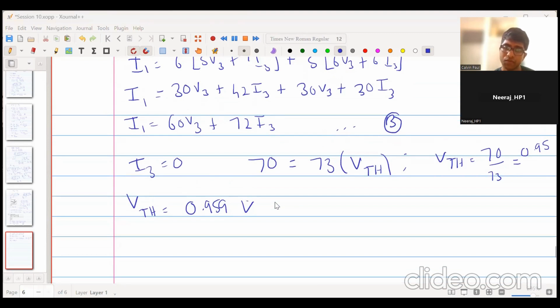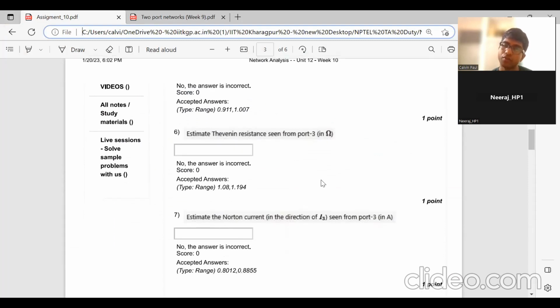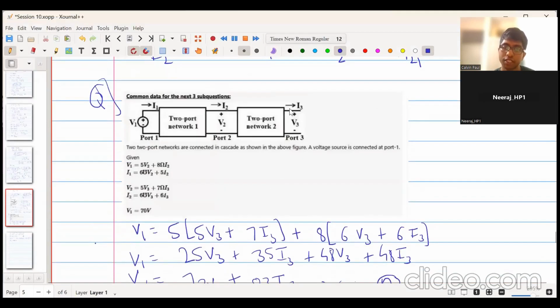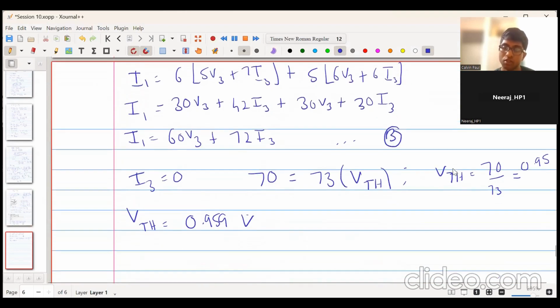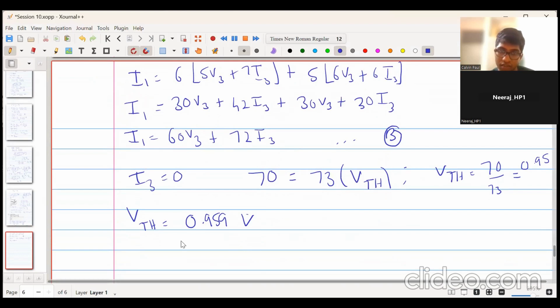Now they have told us to find the Thevenin resistance and the Norton current. If we want to find the Thevenin resistance, we first have to find the Norton current, so we'll first solve this. For the Norton current, we have to short this port. If we short this port, it means V3 equal to 0. So in this equation, we put V3 equal to 0.